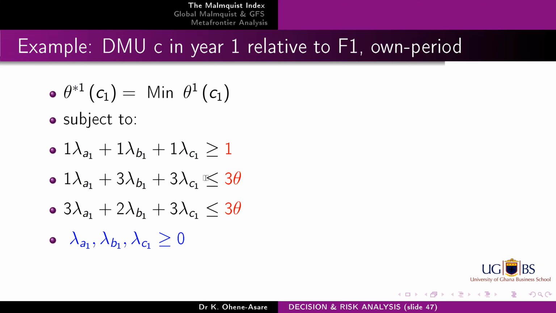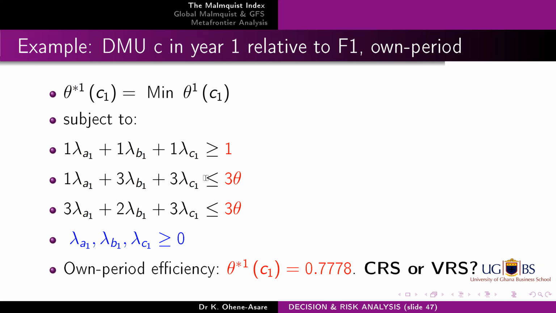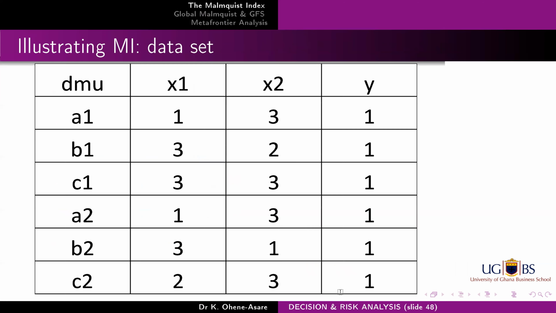Now, normally I would have asked you to do the formulation for some of the others on the screen. I'm going to ask you, and then you will walk me through. Anybody who is able to do it, you walk me through. So this was what we did for the own period efficiency score, which we calculated already and got 0.7778. Now this is a CRS, and not a VRS, because we didn't bring the convexity constraint.